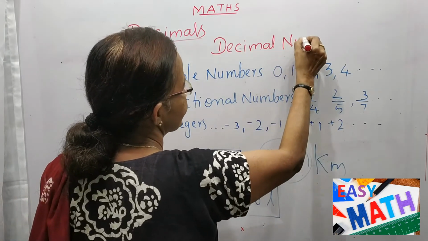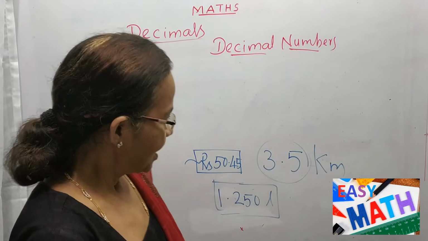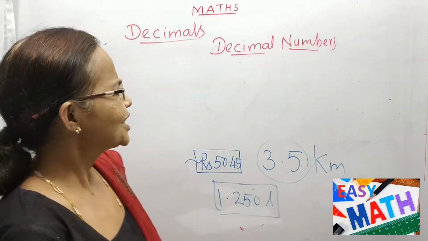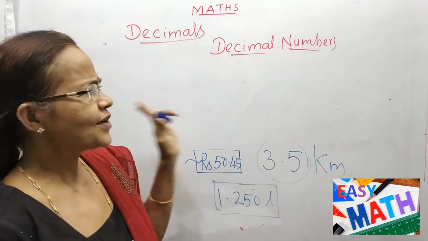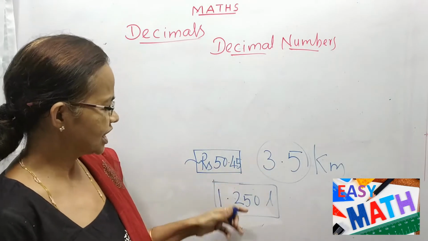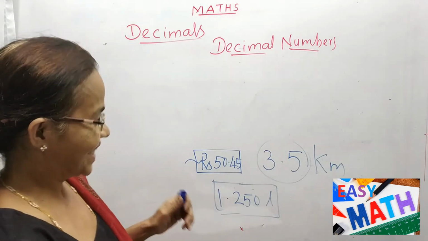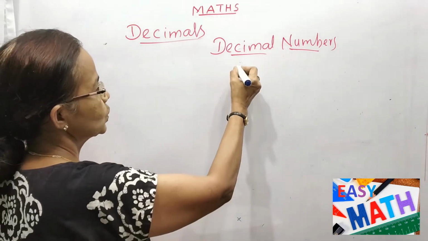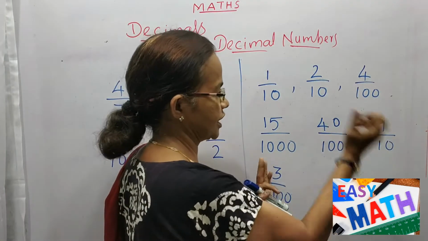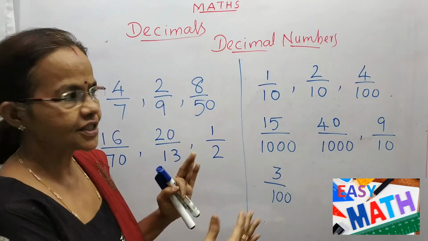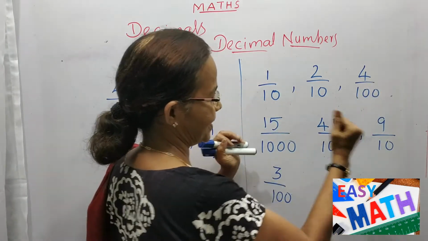Decimal numbers. Now, let me ask one question. Is there a relation between fractional numbers and these decimal numbers? Are they relatives? Is there a relation? Do you know? Let us see. So, children, write two sets of fractions. This is one set of fractional numbers. This is another set of fractional numbers. Can you see any differences between these sets of fractional numbers?